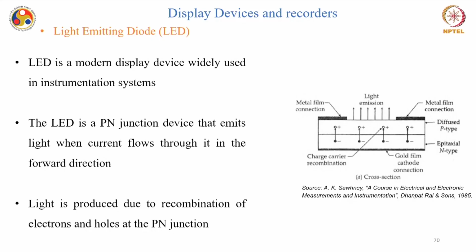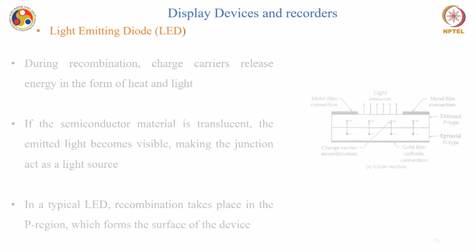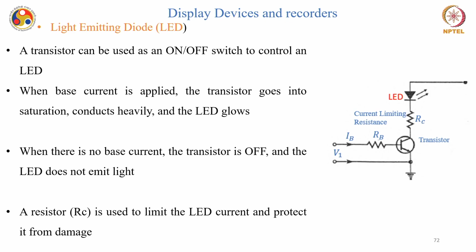Now, these LEDs are PN junction devices that emit light when current flows through them in the forward direction. You can see one of the cross-sectional views of an LED. Light is produced due to recombination of electrons and holes at the p-n junction. During recombination, charge carriers release energy in the form of heat and light, and if the semiconductor material is translucent, the emitted light becomes visible, making the junction act as a light source. In a typical LED, recombination takes place in the P region, which forms the surface of the device. It depends on what fabrication technology you are using.